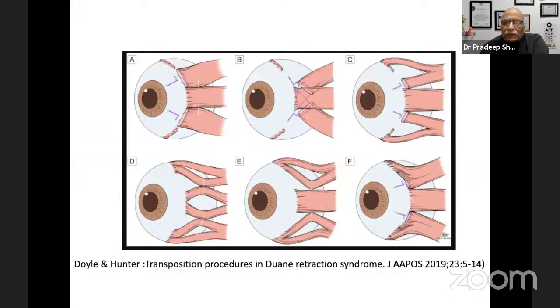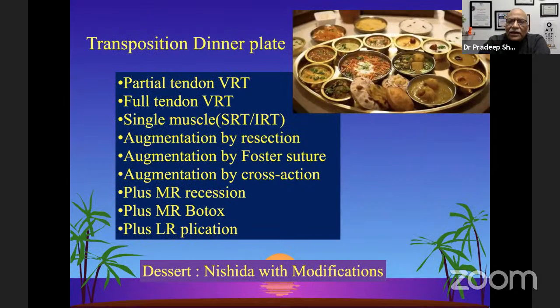There are various procedures which have been described. And I would say we have a full dinner plate now. There is a partial tendon VRT.